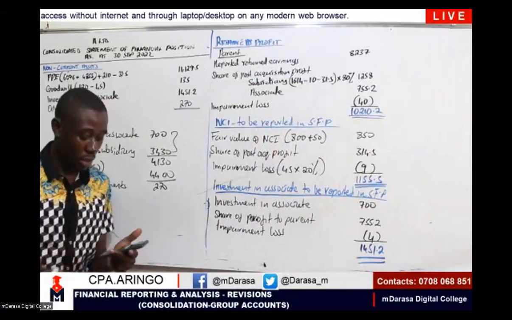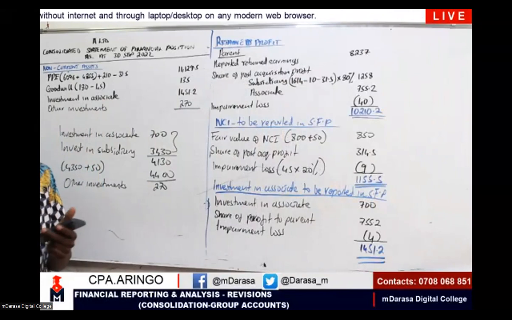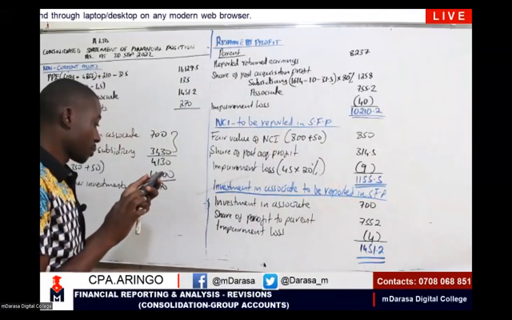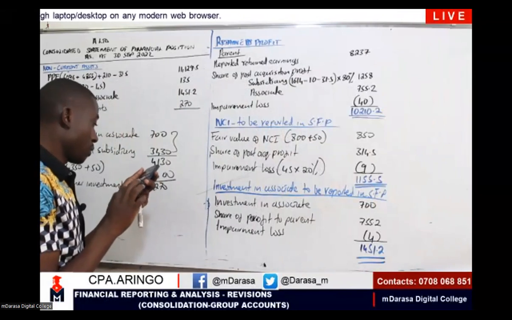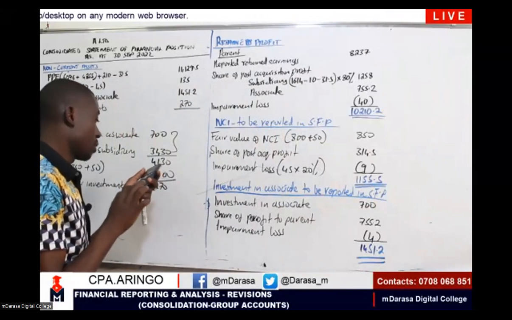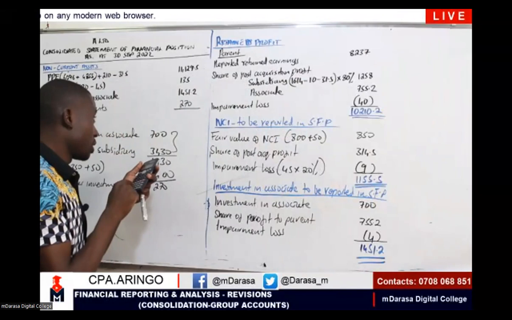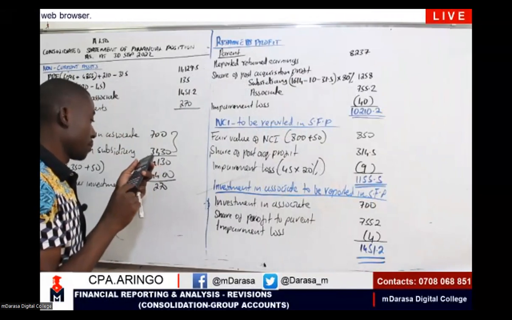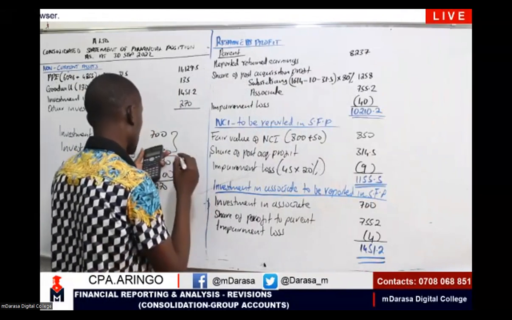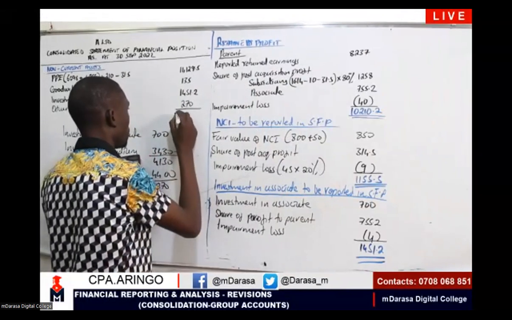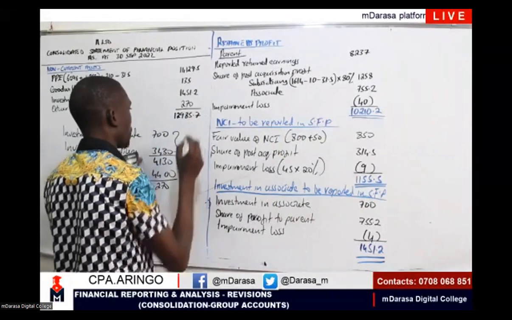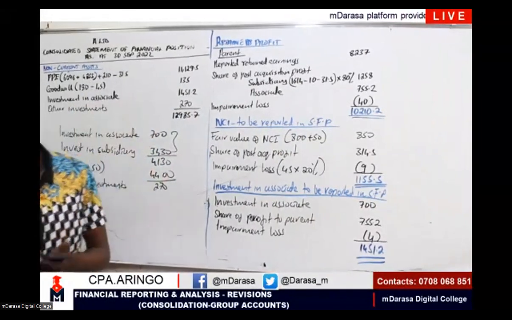So ideally, we can agree and say that my non-current assets, we should be talking of 11,129.5 plus 135 plus 1,451.2 plus 270 to give us 12,985.7, right?